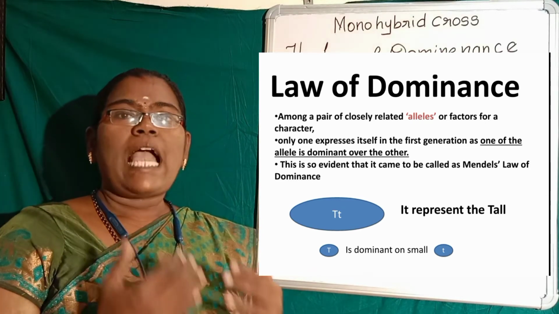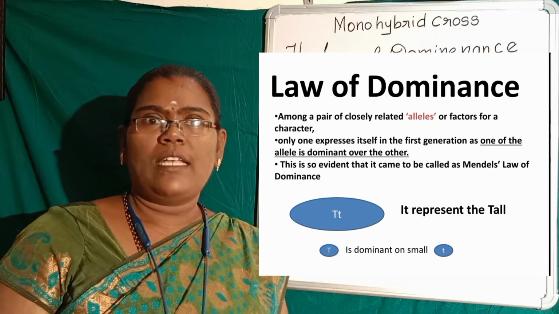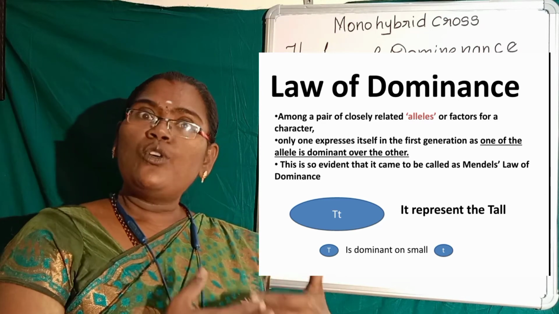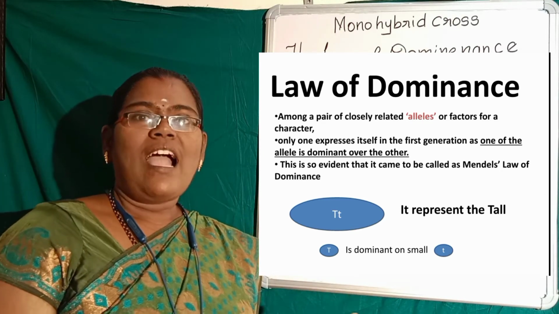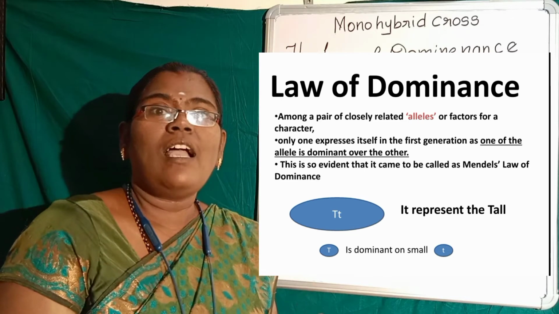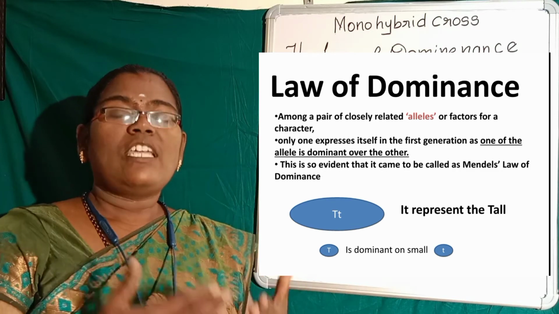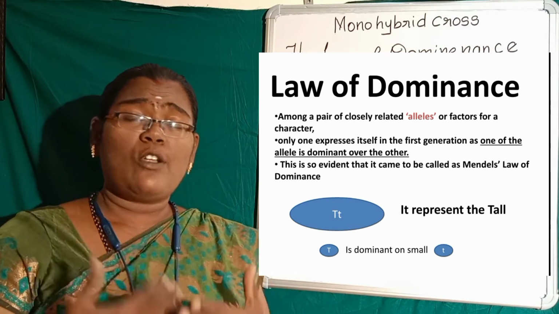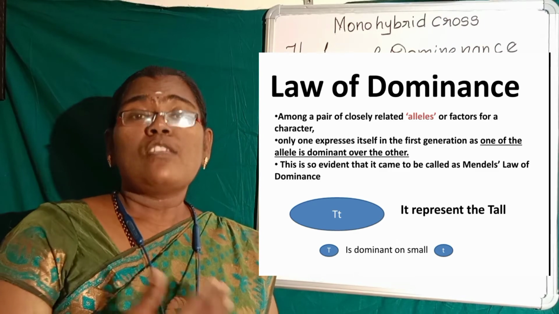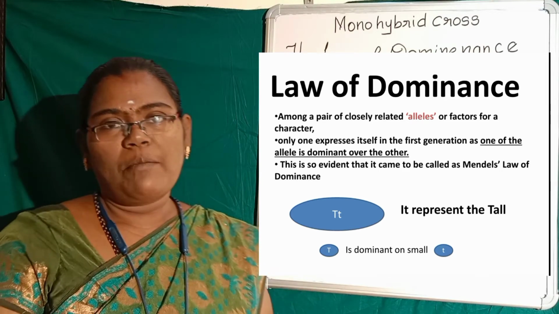For example, capital T, small t is in the heterozygous condition. In that, the 2 alleles are present. One allele is for tall, one allele represents dwarf. Even though 2 alleles are present, one allele shows dominance over the other. So the capital T shows dominance over small t. This is known as the law of dominance. So when a character is expressed in a heterozygous condition, one allele shows dominance over the other. This is called the law of dominance, which is proposed from this monohybrid cross.